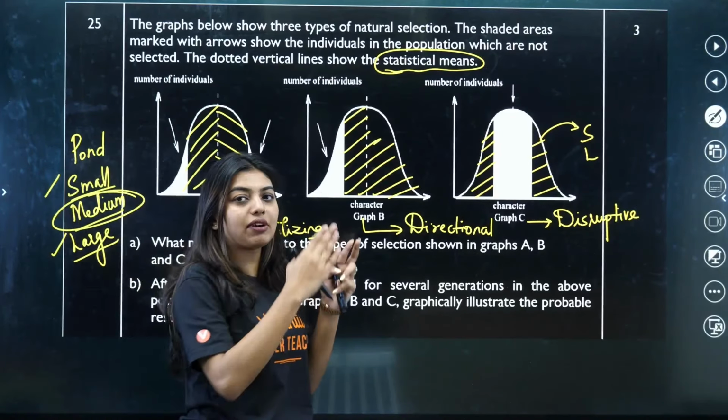Yes. Look here, students. Graph A is stabilizing. Graph B is directional. Graph C is disruptive. Stabilizing, directional: that means one direction to one direction. Disruptive, there are two peaks, right? Small also is there, large also is there. Both are equivalent, but the middle is completely removed because it is not at all naturally selected.